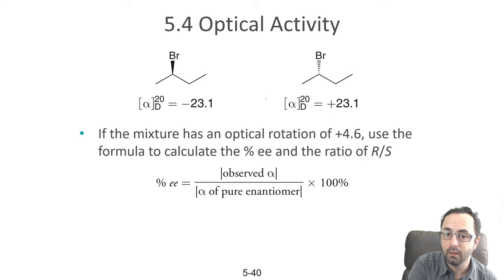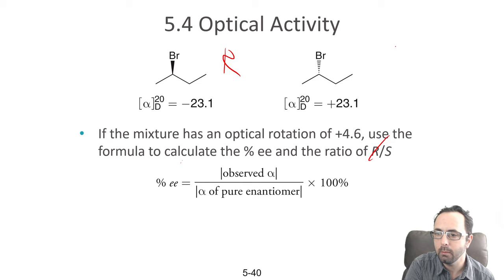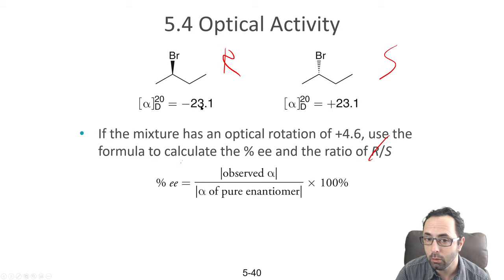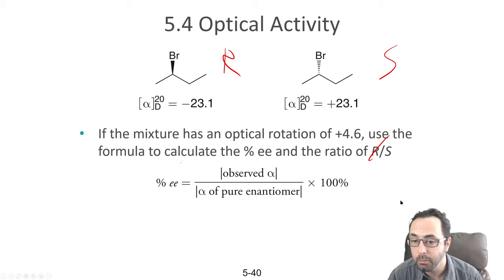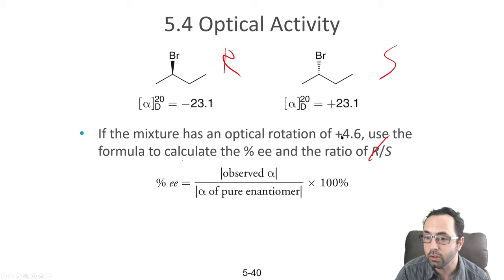And recall, this is the R enantiomer, this is the S. So in this case, the R is rotating the plane of light in the counterclockwise direction, the S is rotating in the clockwise direction. Again, R and S cannot tell you this. But let's say we have a mixture that has an optical rotation of positive 4.6. Well, what that tells us first is that there's more of the S enantiomer in the sample than the R. And we can calculate how much more based on this rotation. We call that the enantiomeric excess. So there's an enantiomeric excess of the S.